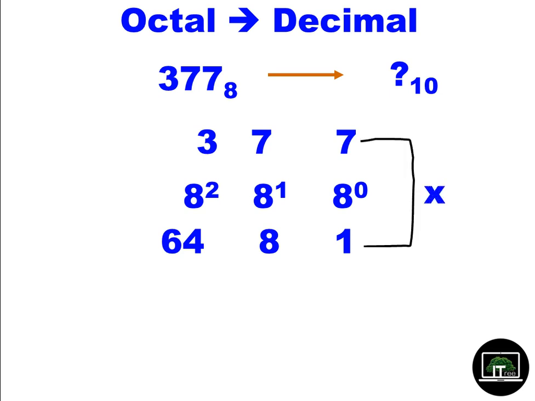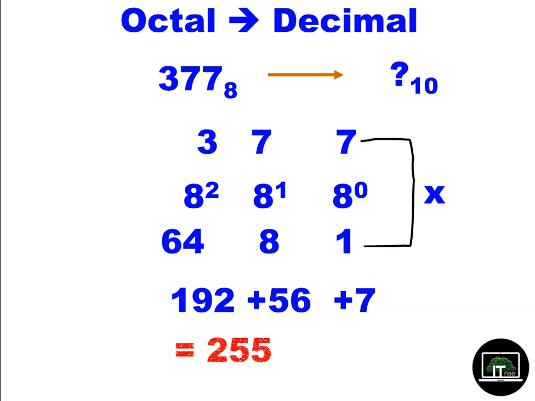So 1 multiplied by 7, it is 7. 8 by 7 is 56. 64 by 3 is 192. Then you get the total value. You total up these things. The total will be 255. When you convert 377 from octal to decimal, your answer will be 255 decimal.